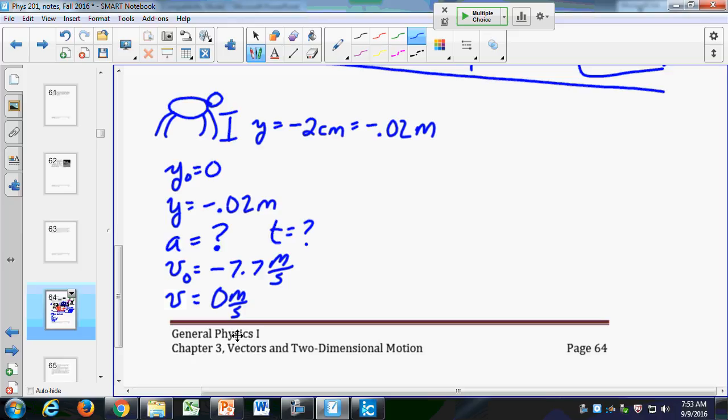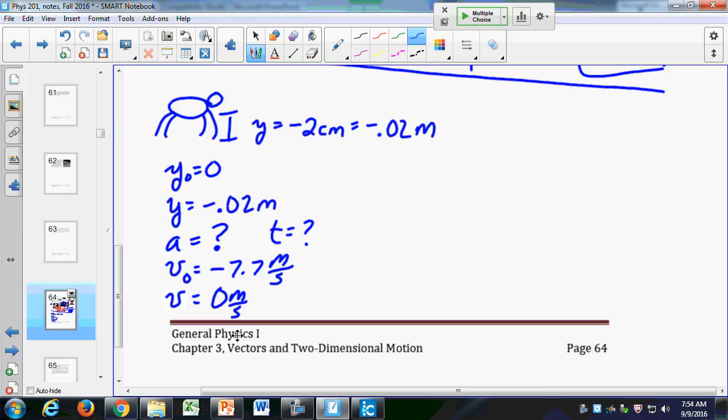Remember, if velocity and acceleration are in the same direction, you're speeding up. If velocity and acceleration are in opposite directions, you're slowing down. What's this guy doing now? Is he slowing down or speeding up? He's slowing down. And the direction of his velocity is negative or positive? It's negative. So the direction of the acceleration, if he's slowing down, must be positive. So when we find this acceleration, it's going to be positive. Okay, so V is 0, V naught is negative 7.7.